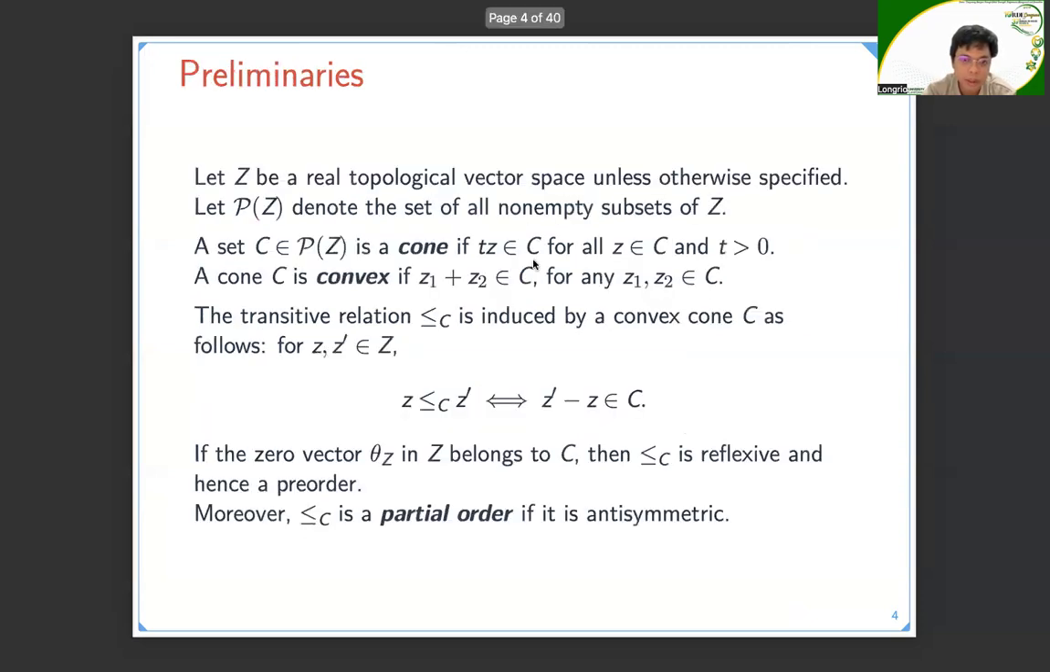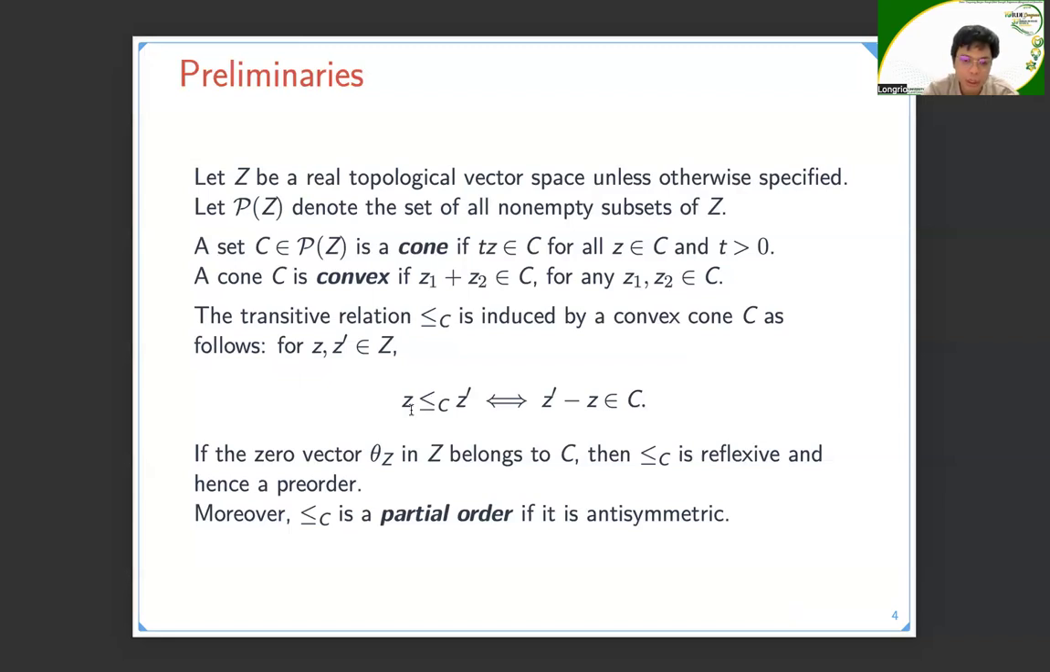In this slide, some preliminaries are defined, Z being a real topological vector space. This denotes the set of all nonempty subsets of Z. A set is a cone if the positive multiples of Z are in it. A cone is convex if this sum is in C for any Z1, Z2 in C. A transitive relation is induced by a convex cone C as follows.